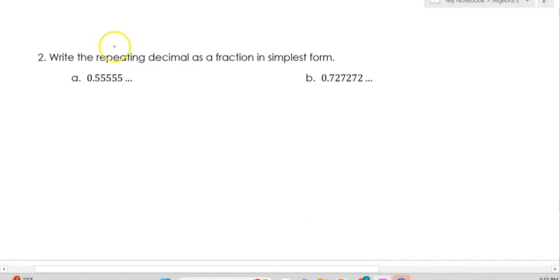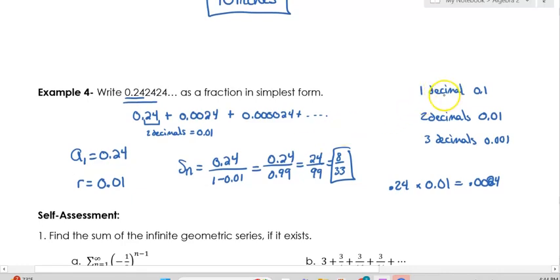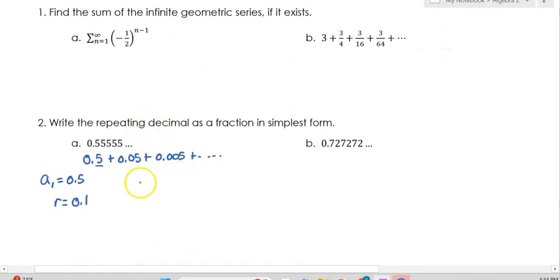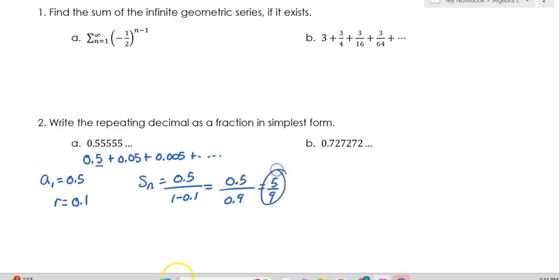If you want to see another one of those, look right here. This is 0.5 plus 0.05 plus 0.005, and so on. So the first term is 0.5, and the common ratio is 0.1. Remember how I told you if there's just one number repeating, okay, one decimal place is repeating, use 0.1 right here. All right, so now I just go ahead and plug into my formula. So I have the first term over 1 minus the common ratio. So I get 0.5 over 0.9, which is the same as 5/9, which if you type in your calculator, you're going to see is 0.555 repeating.